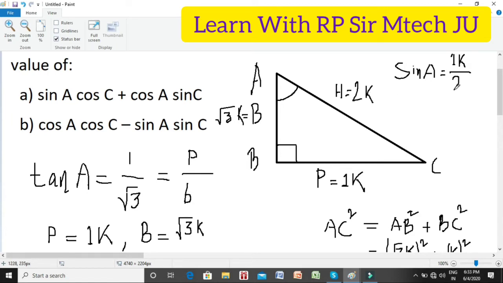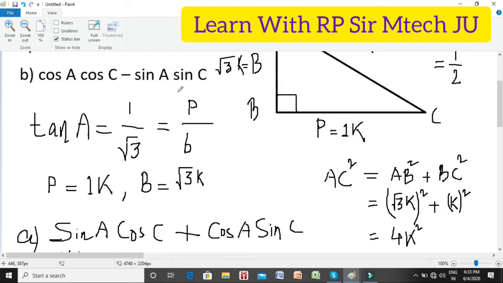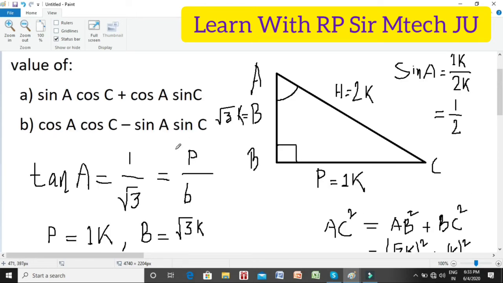So let us write this one here. Sin A is actually 1 by 2. Let us first of all put the value here. Sin A is 1 by 2. Similarly, what will be cos C? For cos C, we have to figure out what is cos C. As we know, for angle C, cos equals base by hypotenuse. Since this is the angle, the base will be this one now, that is BC, and the hypotenuse will be AC. So BC by AC.